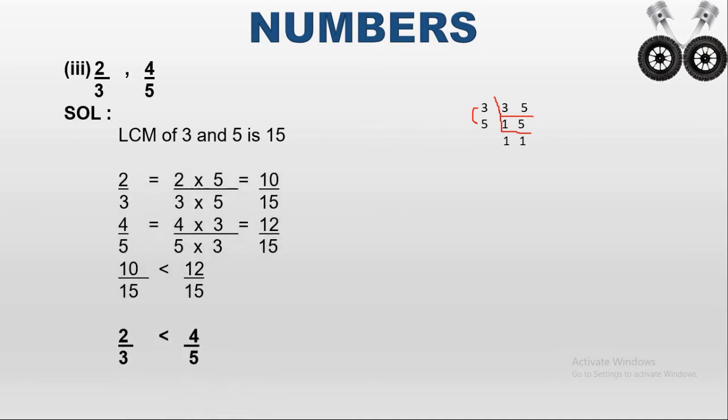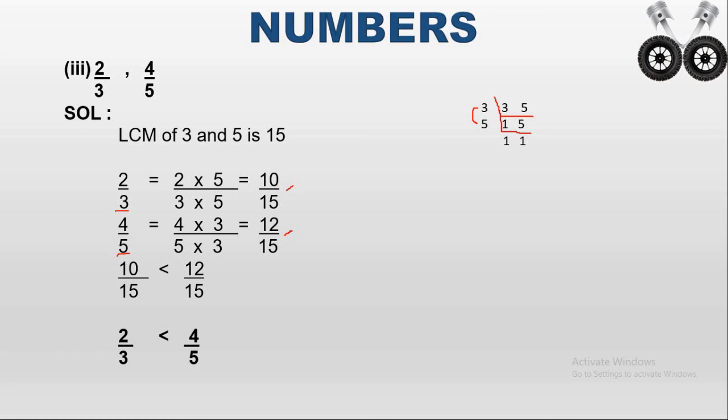Now you make the denominators equivalent to 15. For the first rational number, the denominator is 3. Whenever I multiply 3 with 5, I get 15, so up and down I multiply with 5. 2 into 5 is 10, 3 into 5 is 15. So 2 by 3 is equivalent to 10 by 15. The second rational number is 4 by 5. Here the denominator is 5, and when I multiply 5 with 3, the answer is 15. So 4 into 3 is 12 and 5 into 3 is 15. So 4 by 5 is equivalent to 12 by 15.